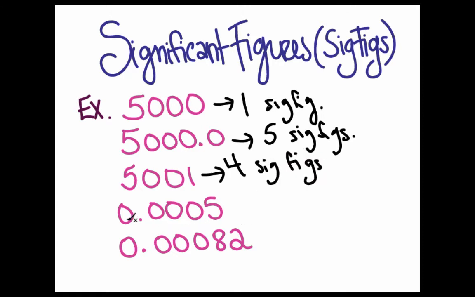The next example, 0.005. All of these values here are not considered significant, and just the 5 is, so that would be 1 sig fig. Last example, 0.00082. All the numbers after all these zeros would be considered significant, so this here has 2 sig figs.